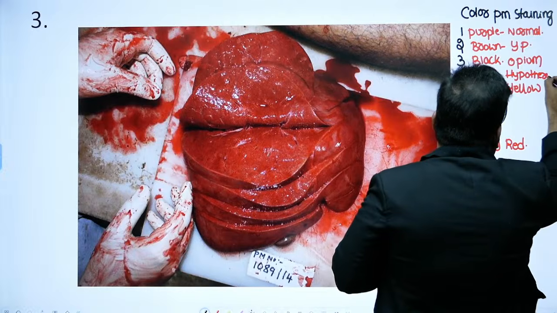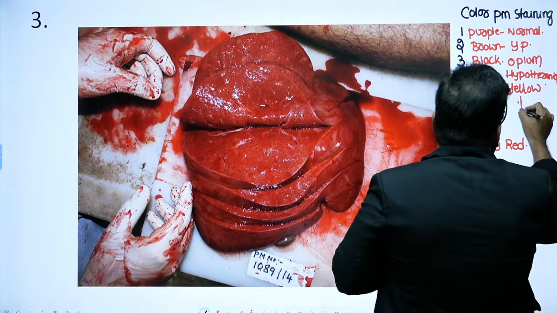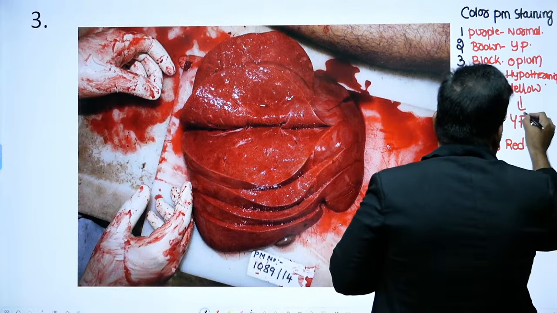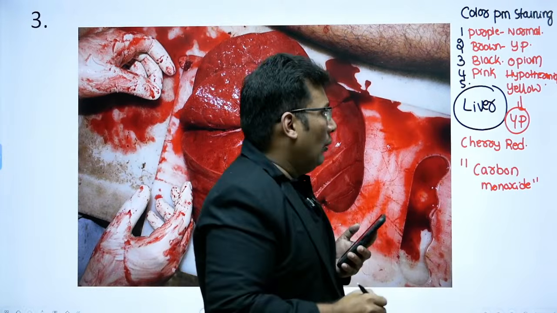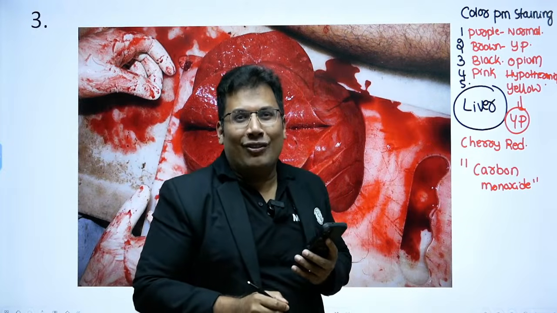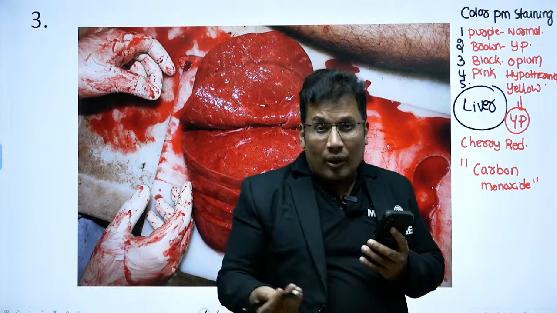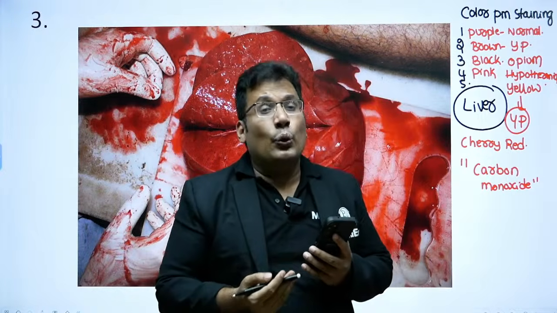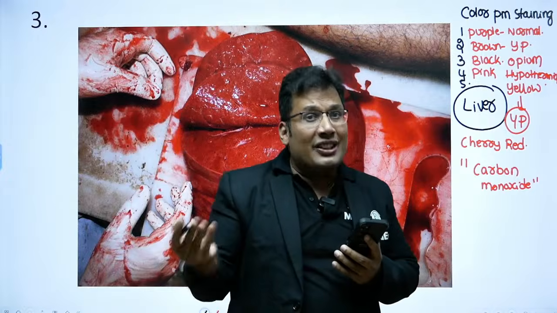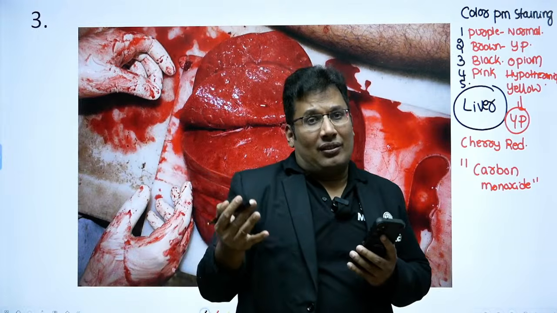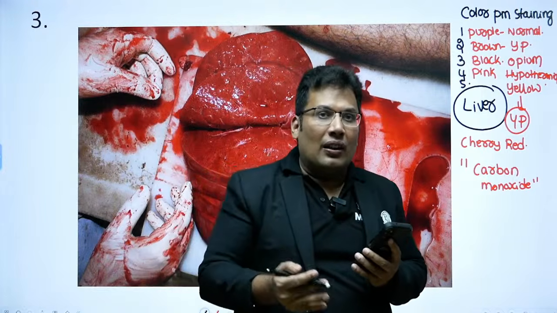Hypothermia. So yellow color occurs in yellow phosphorus. Yellow, dirty fellow. That is yellow phosphorus. It leads to acute liver atrophy, liver failure. When liver failure is there, there can be jaundice. So liver, jaundice, yellow color, yellow phosphorus.